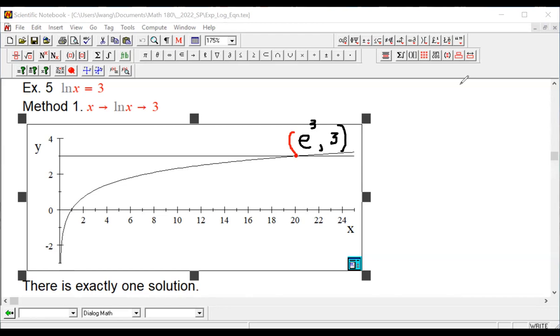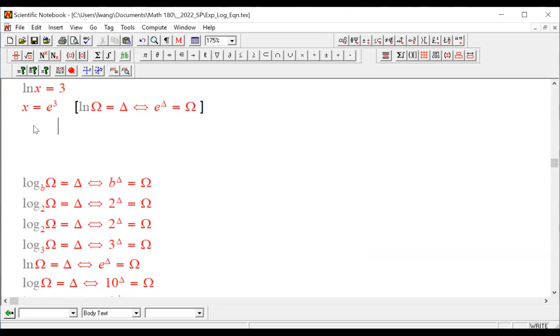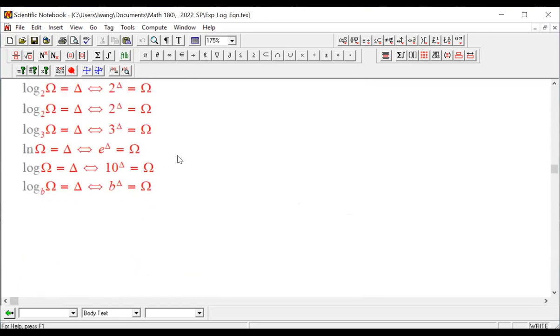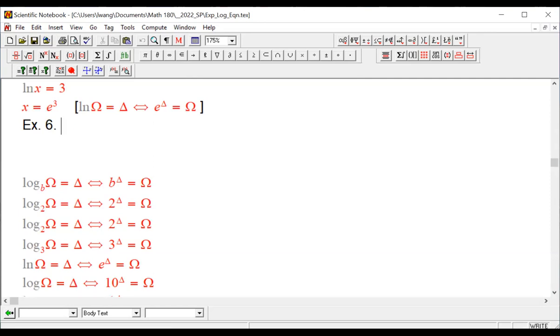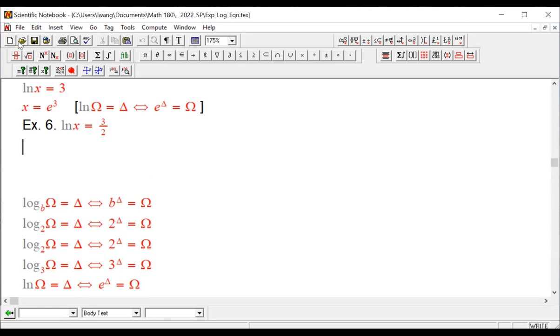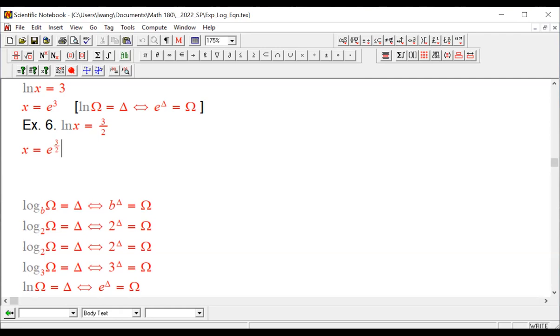Let's do one more. Okay, let's do one more, which will be example number 6. Is that example number 6? Yes, example number 6. Okay, we have ln x equals 3/2. Now, what will be the answer? Well, the answer would just be x equals e raised to the power of 3/2. That's it. e raised to the power of 3/2.